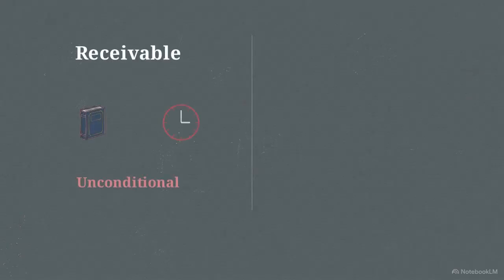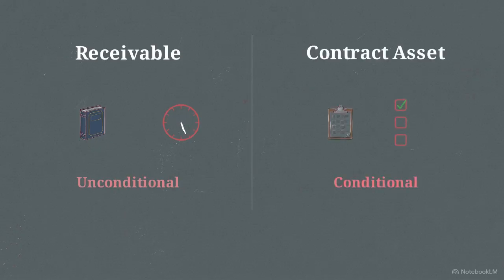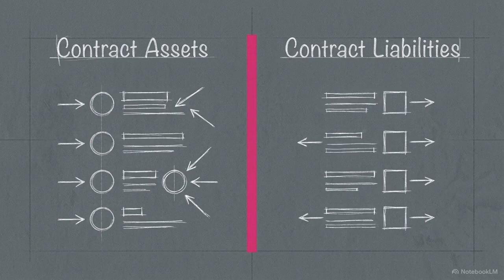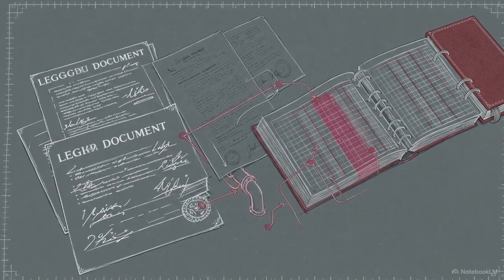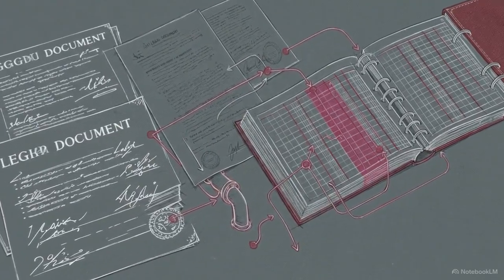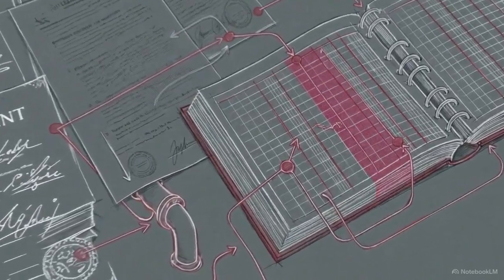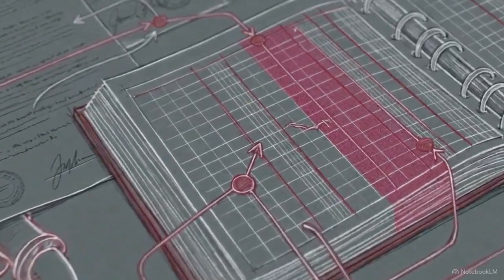A receivable represents an unconditional right to payment, where only the passage of time is required. A contract asset means the right to payment is still conditional on fulfilling further obligations. Standards also prohibit netting contract assets and liabilities from different contracts against each other. They must be presented separately. The five-step model enforces a rigid, standardized translation of business activity. It ensures financial statements provide a verified depiction of economic obligations fulfilled.